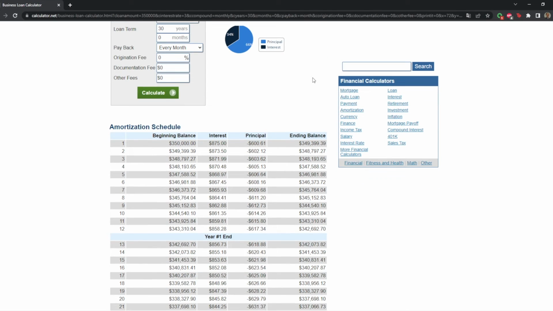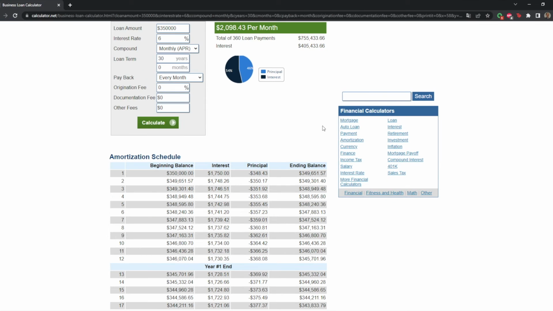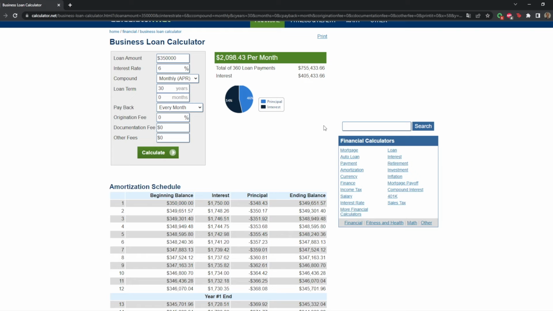Next, let's talk about the different interest and principal amounts. I'm going to move this back up to 6% just because that's what current conditions are. But feel free, if your conditions have changed, to go ahead and look at it at 3%.